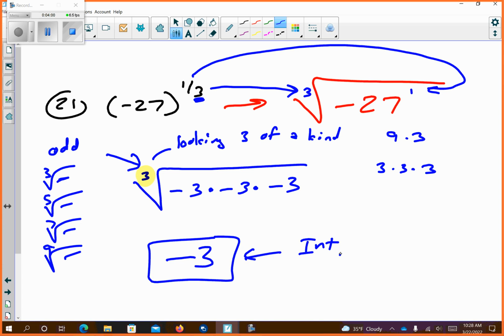Okay? And then rewrite the expression as radical. We did that. Classify it as an integer. Remember, integers are positive, negative numbers. And then calculate. Now, the thing is, it says use a calculator.